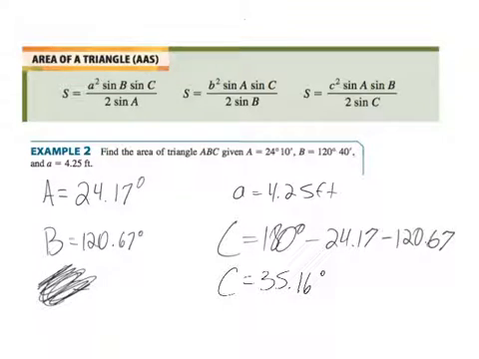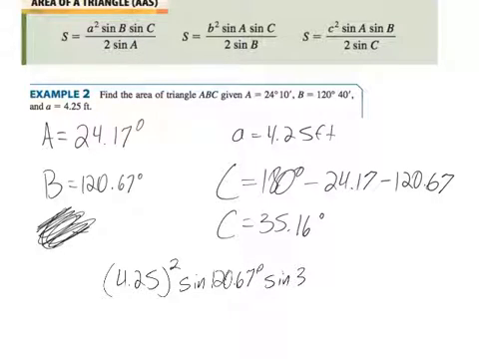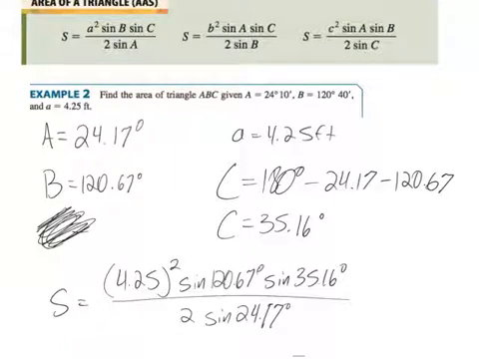Okay. So now we've got everything that we need. We'll use that first formula. And I've got A squared times the sine of B times the sine of C over 2 times the sine of A. Now with the calculator that I've got, I'm going to have to go in here and get decimal values for all of that. So I'm going to pause it for a minute while I do that, and then I'll come back and show you what I've got.